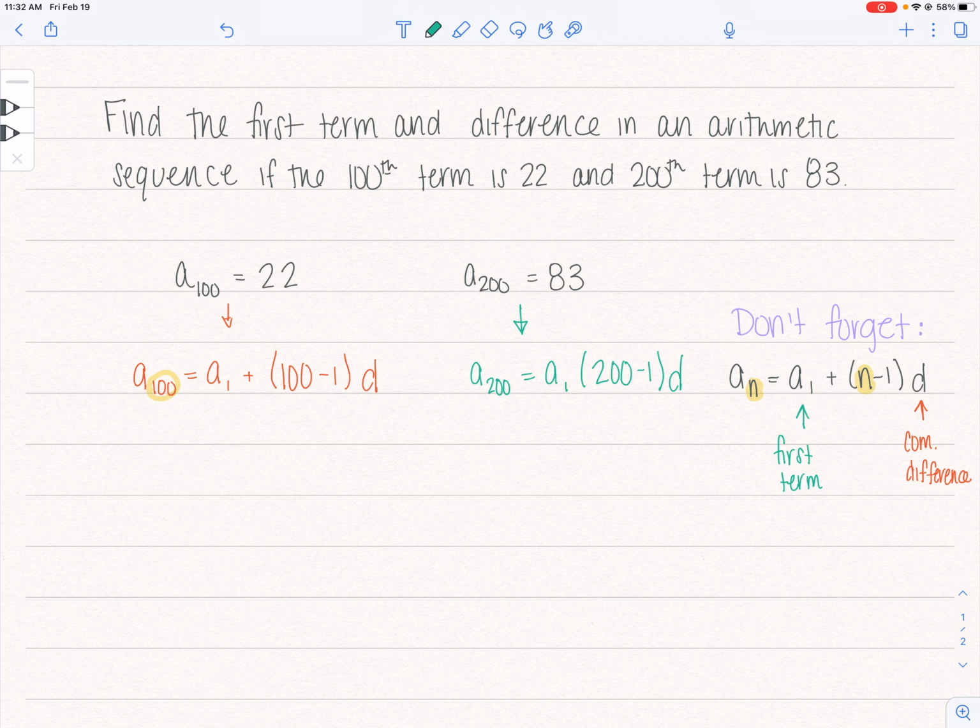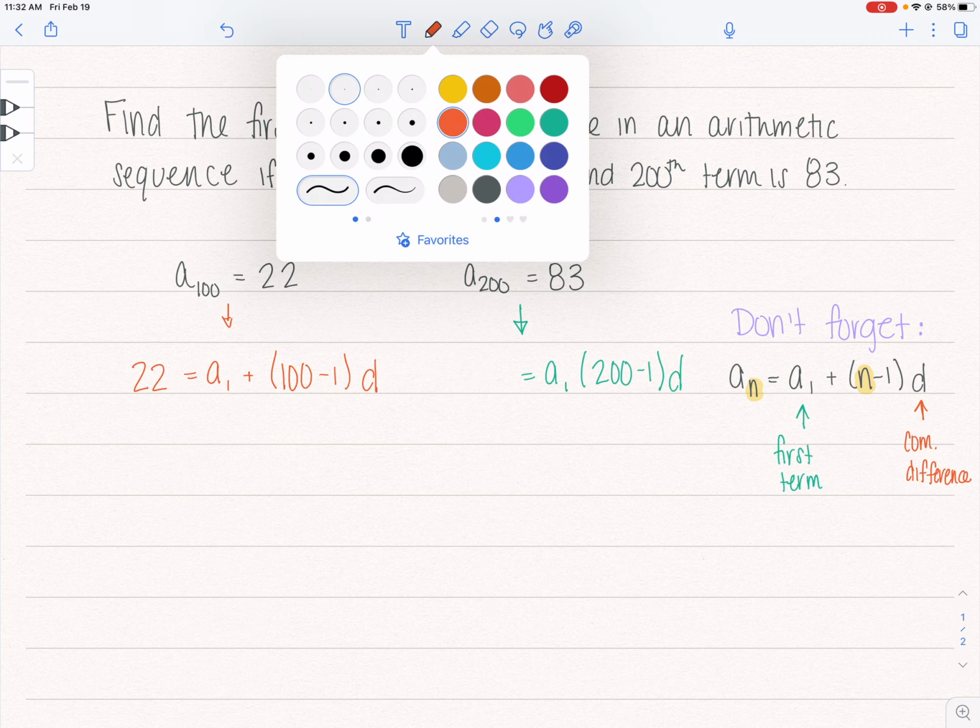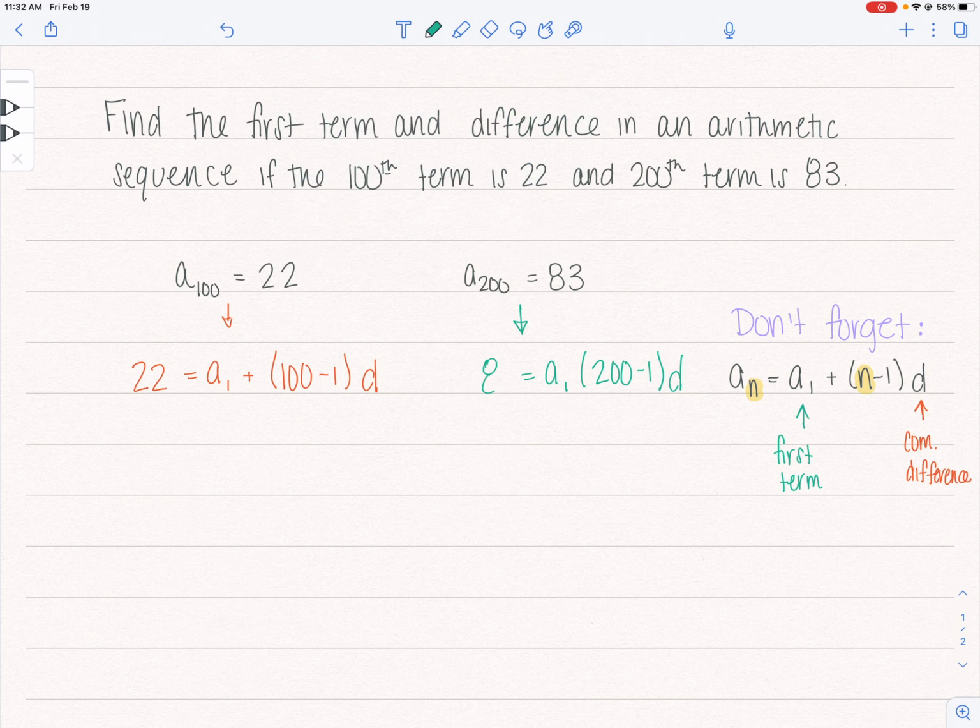Now they did give me some numbers. They did say that A100 is 22, so where I have that, I'm going to replace it with 22. And they told me that A200 was 83. So I'm going to replace those and now have these two formulas.